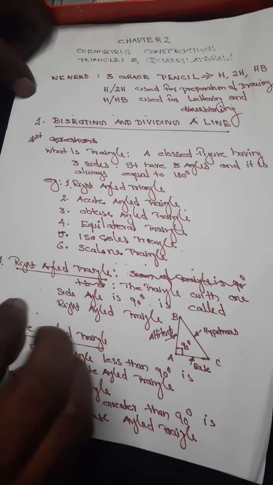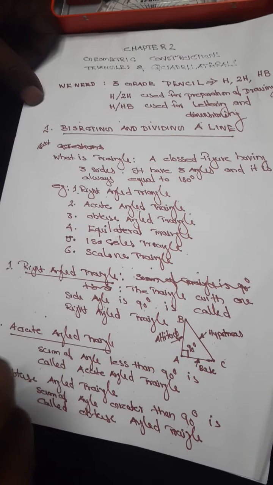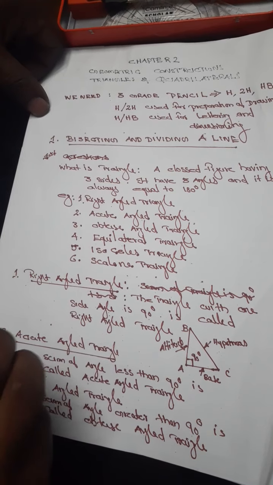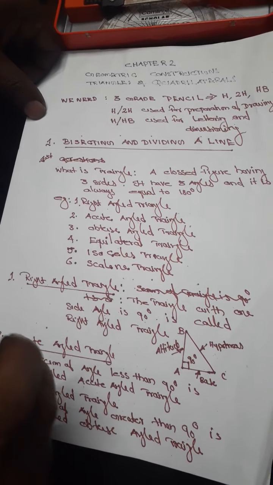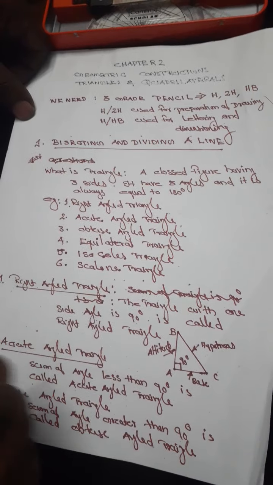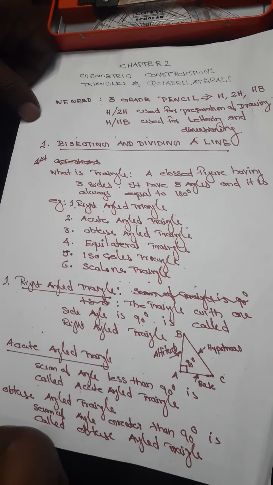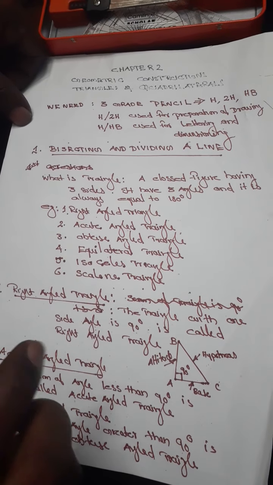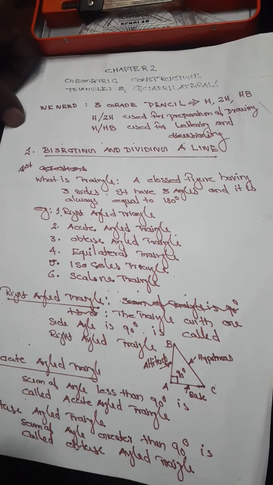Next one, obtuse angle triangle. What do you mean by an obtuse angle triangle? Obtuse angle means the angle value is greater than 90 degrees. Such a triangle is called an obtuse angle triangle. Next one, acute angle triangle. What do you mean by an acute angle triangle? We can say that its angles are less than 90 degrees. Such a type of triangle is called an acute angle triangle.